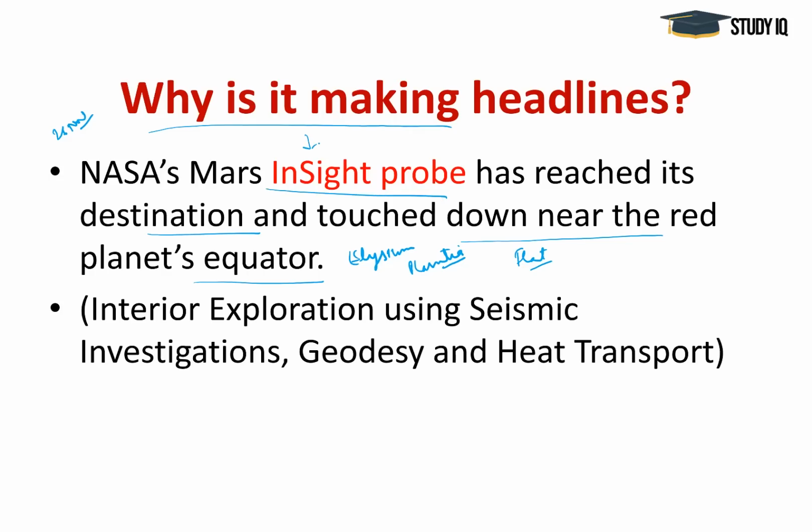So what is the full form of InSight? That is Interior Exploration using Seismic Investigation, Geodesy and Heat Transport. Basically this is a spacecraft, but it is not a manned mission, it is a robotic mission. You should remember that. This is the first photograph InSight sent back to Earth after landing. As you can see, it shows the surface of Mars, but there is a lot of dust, so NASA is waiting for more photographs when the dust particles settle down.